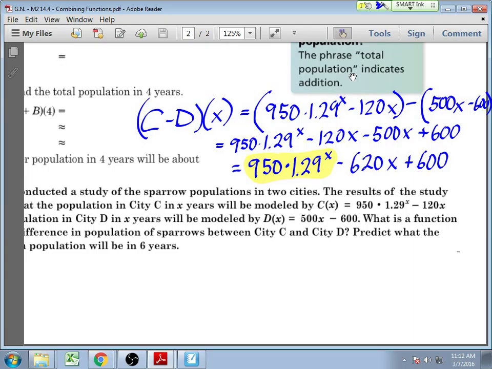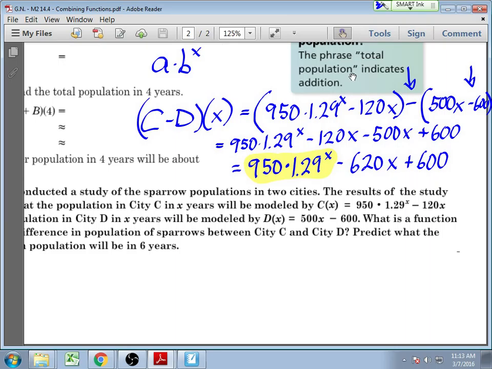Can we just add the 600 to the 950? No, because that 950 is attached with the exponential. Remember, all exponentials, even if they don't show it, are in the a times b to the x form, where a is your growth factor, b is your initial. Why the plus 600? Because it was minus a negative. In the function, it was minus 600, and since I took that away, we had to distribute the negative.